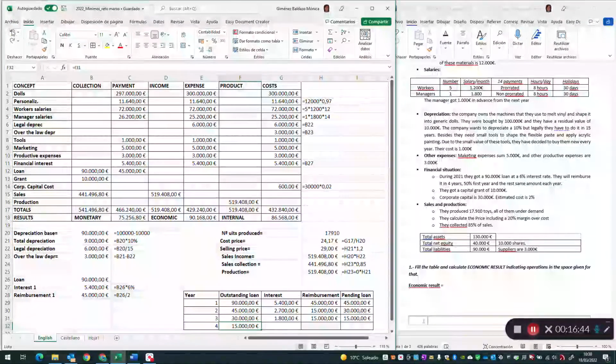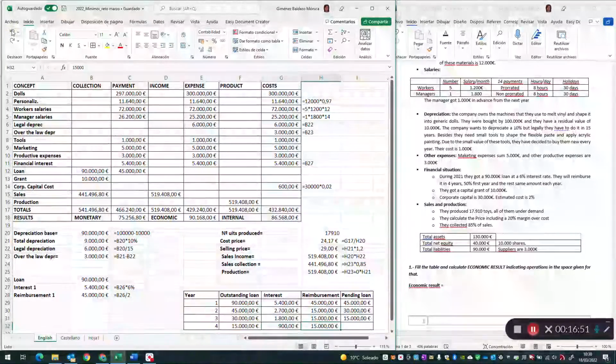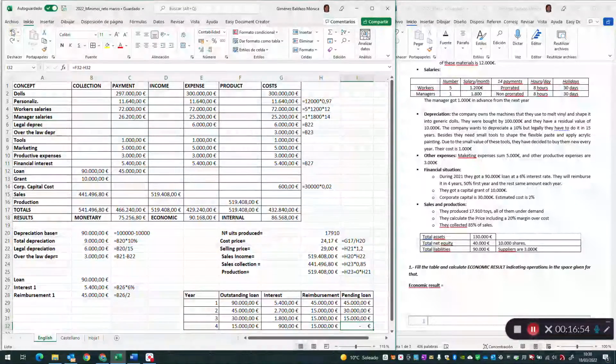The financial interest is going to be 6% of the 15,000, and the reimbursement is going to be another 15,000. So the pending loan is going to be 0. And this is it. This is the end of the exercise. This is everything you have to do.